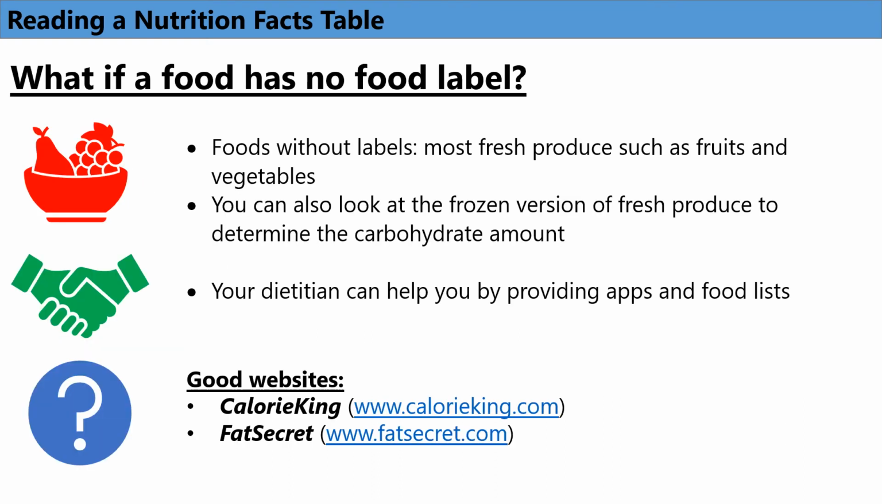What if a food has no food label? When you start your eating plan, you will notice that some foods do not have a food label. Foods without labels include most fresh produce, such as fruits and vegetables. To figure out the carbohydrate amount when grocery shopping, look at the frozen version of fresh produce. You can also speak to your dietitian for resources on MAD-friendly fruits and vegetables with their specific carbohydrate amounts. There are also reliable websites such as Calorie King or Fat Secret to help you find out how many carbohydrates are in foods with no label.